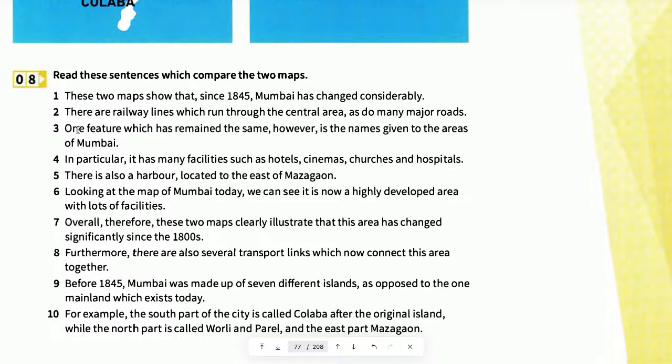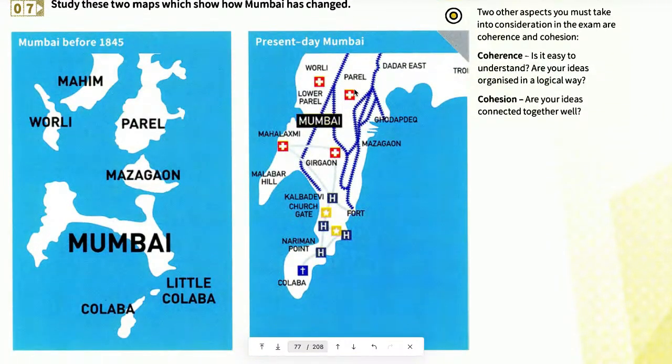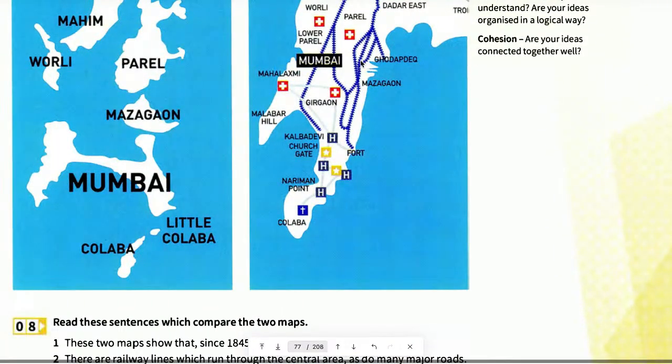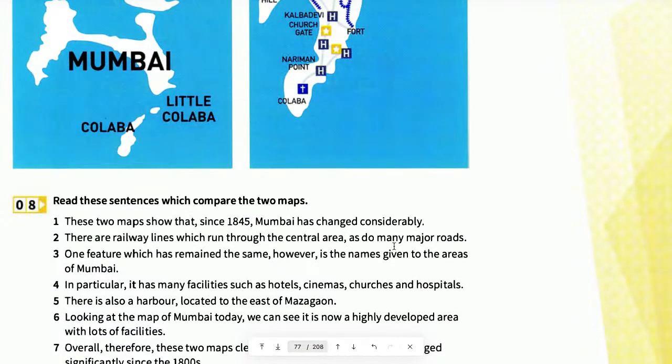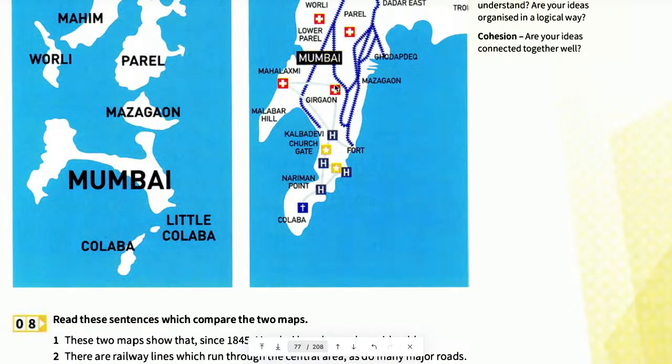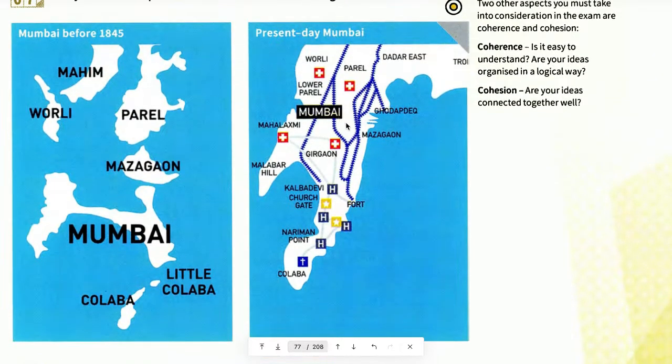Number 2, Quỳnh Anh. The railway lines run through the central area, as do many major roads. So if we look at present-day Mumbai, we see some railway lines running through the central area, right? And then, as do many major roads. So we also have many major roads running through the central area. The blue lines represent the railway lines, and the red ones represent the major roads. Yeah?